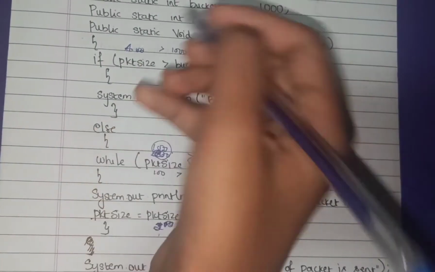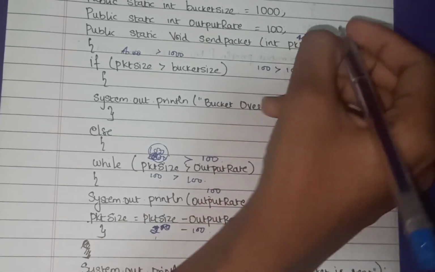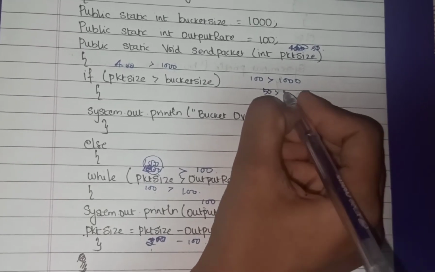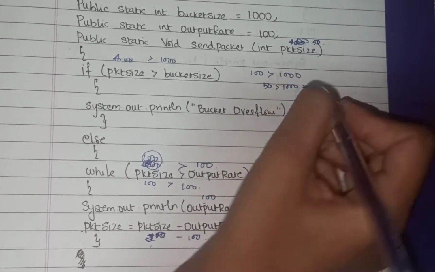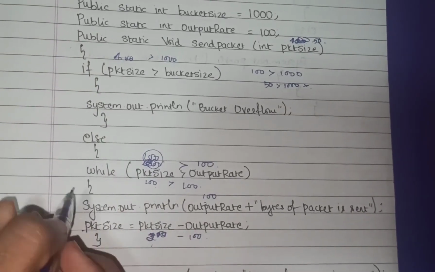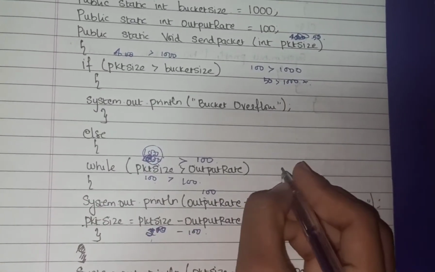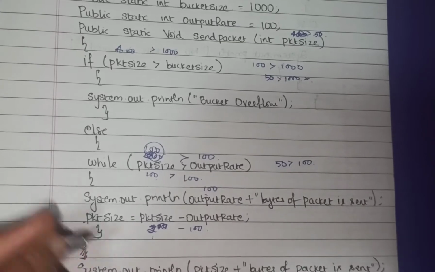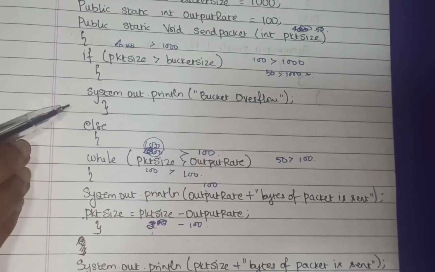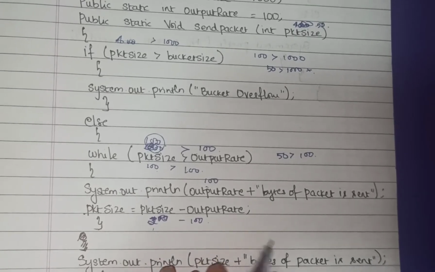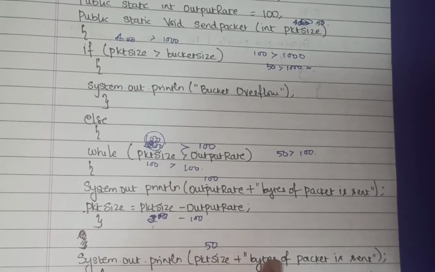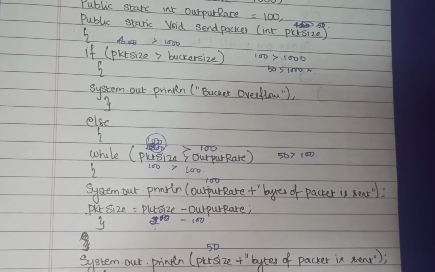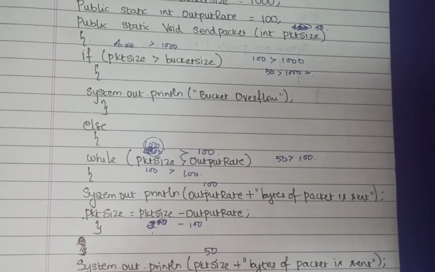Suppose the next packet is of packet size 50. You'll check if 50 is greater than 1000. It is false, so the if statement won't be executed. You will come to the else part. You will check the while statement: what is the packet size we've taken? 50. Is 50 greater than the output rate? It is not true, so it will skip the while loop and go to the last print statement. The packet size is 50, so 50 bytes of packet is sent. Since the output rate is 100 and the packet size is smaller, only 50, it will be sent in one go too.